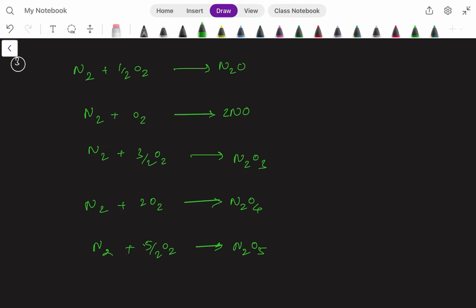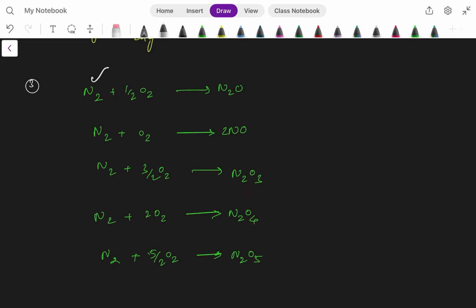Right? The elements are the same. They combined: nitrogen and oxygen, nitrogen and oxygen, nitrogen and oxygen, nitrogen and oxygen. But what is fixed? The mass of nitrogen is fixed. What is different? The mass of oxygen is varying here. So with respect to that, I have to make the ratio, and that should resemble a simple whole ratio only.